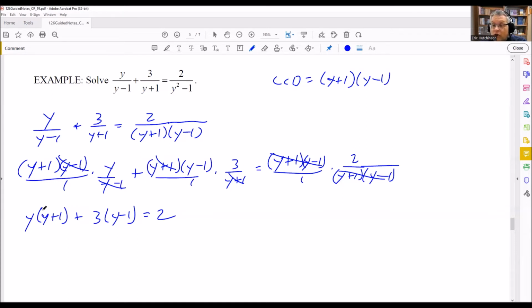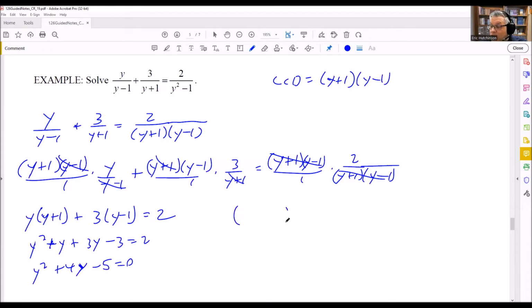Okay, so next thing, we're going to multiply this. We have y squared plus y, plus 3y minus 3 equals 2. We want to get the like terms. So y squared, we add the like terms, that's going to be plus 4y. And then we have minus 5 equals 0, because we're going to subtract 2 from both sides and move that over to the left-hand side. So subtract 2, and we get negative 5.